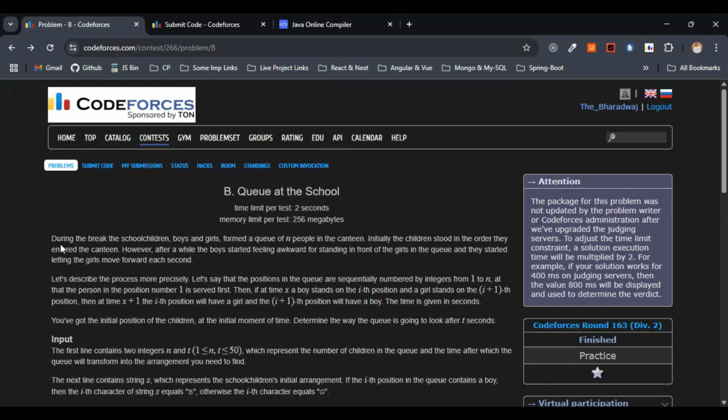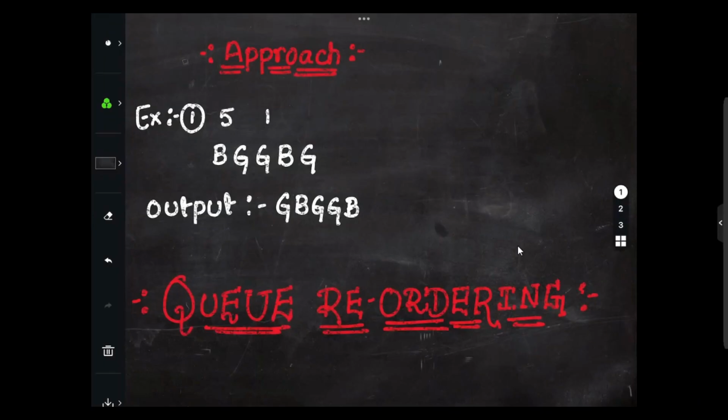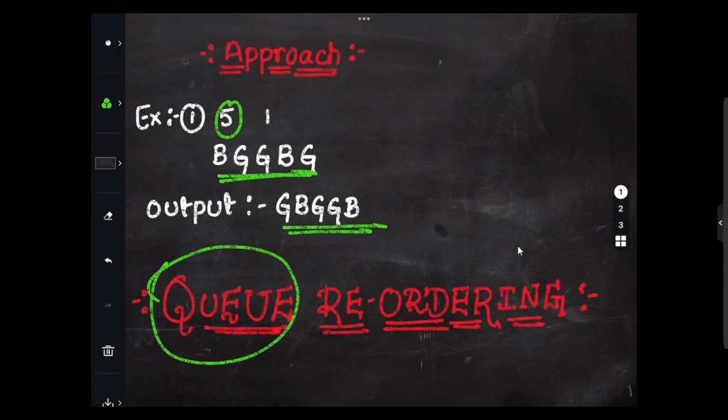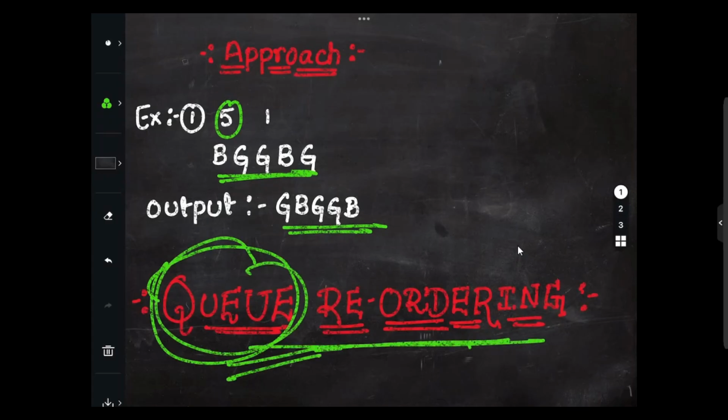Let's discuss the approach, followed by the complexities, and then let's write the code. Let's discuss the approach first. Let's consider the same first example that they have given in the question. Here we have 5 1 5, which means we have 5 characters within the input, and the output that we need to get is gbgbg. The first thing to keep in mind is that we will be going with the queue approach, the queue reordering, making use of queue operations.